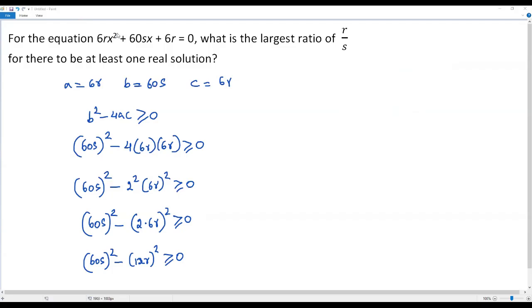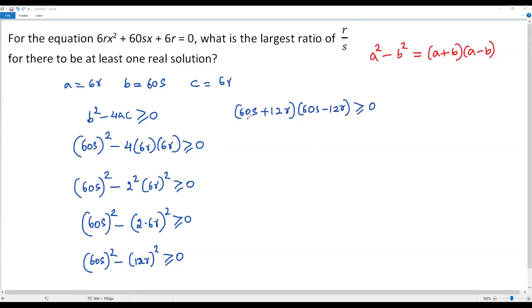Now let me consider the algebraic identity, the difference of two squares, a² - b². Whenever we have a difference of two squares in this form, it can be written in factor form, that is (a + b)(a - b). Consider the expression we have over here. It is exactly in this form, a² - b². In the place of a, we have 60s. In the place of b, we have 12r. So we can write this in factor form, (a + b)(a - b), by writing 60s in the place of a and 12r in the place of b. Let me complete it: (60s + 12r)(60s - 12r) greater than or equal to 0.